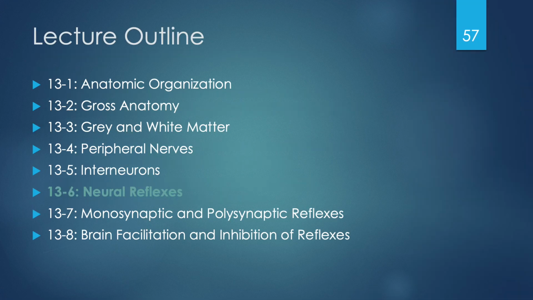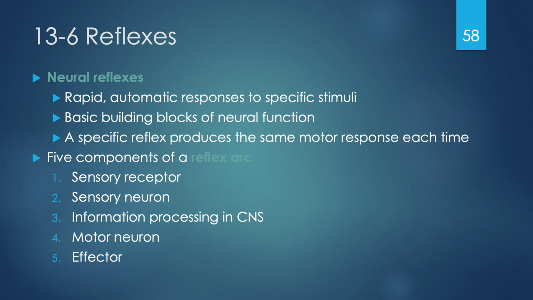All right, let's move into section 13-6 and discuss neural reflexes. Neural reflexes allow us to respond very quickly to something that could be injurious to us. So they are rapid and automatic responses that are also repeatable. They really don't change from time to time, so they show little variability. So we respond to a certain stimulus like pain, for example, or heat, or something that could really be injurious, like I said. So neural reflexes are the basic building blocks of all neural functions.